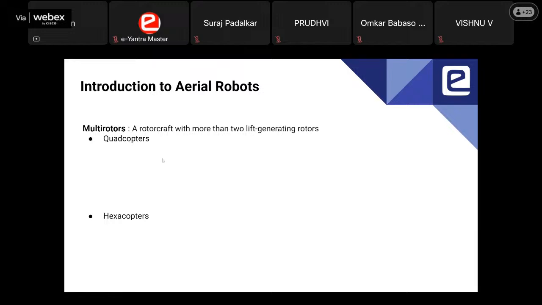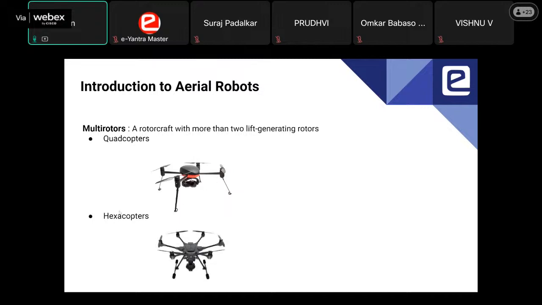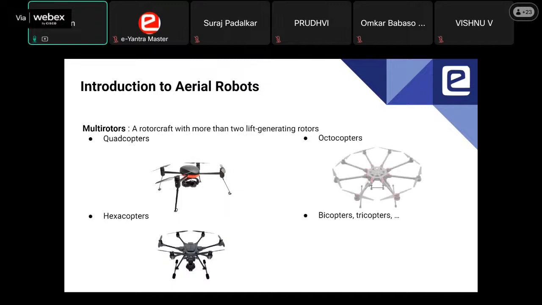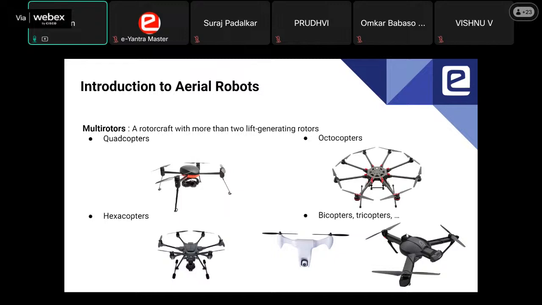Okay. So inside multi-rotors, there are subcategories which are quadcopters, hexacopters. So the first one is quadcopter. Any multi-rotor with four rotors is known as a quadcopter, or a drone with four rotors. One, two, three, four. Hexacopters are, from the name itself, six rotors. Then there are octocopters which will have eight rotors. Then there are bicopters and tricopters.